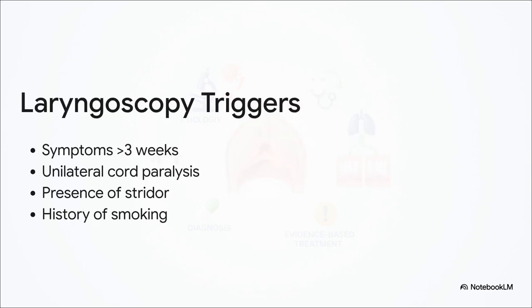Well, there are strict clinical triggers for ordering a flexible laryngoscopy. First, if symptoms persist for greater than 3 weeks, it's now officially chronic and you must investigate. Second, if you note unilateral cord paralysis. Third, the presence of stridor. And finally, a significant history of smoking. The urgent need for this invasive procedure in these high-risk scenarios is to rule out malignancy. You simply cannot afford to miss a laryngeal cancer that's just masquerading as a stubborn case of chronic laryngitis.